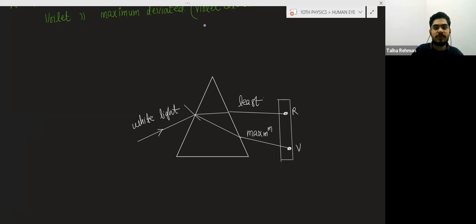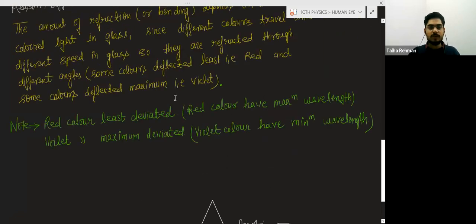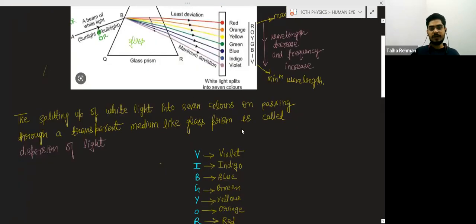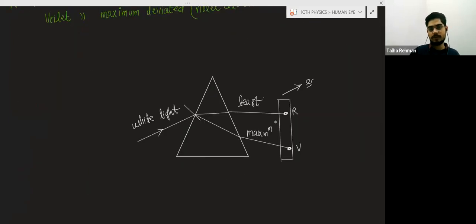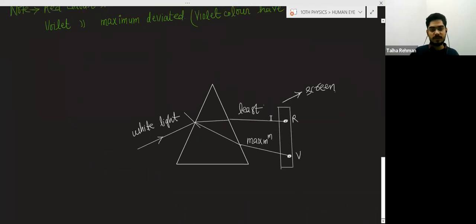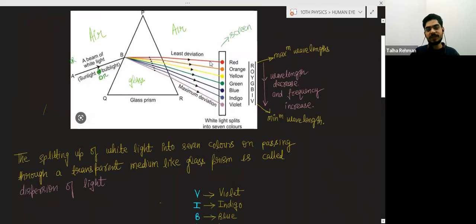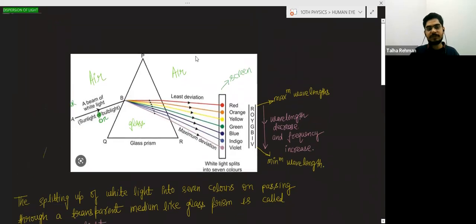And what is this? This is the normal, if you want to draw. And this is the screen. So in this way also you can show this diagram. It is better to try to draw the diagram in this way. Otherwise you can draw in that way also.